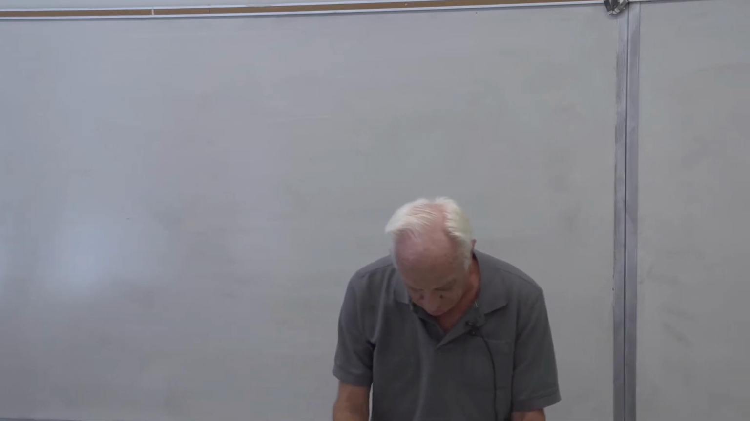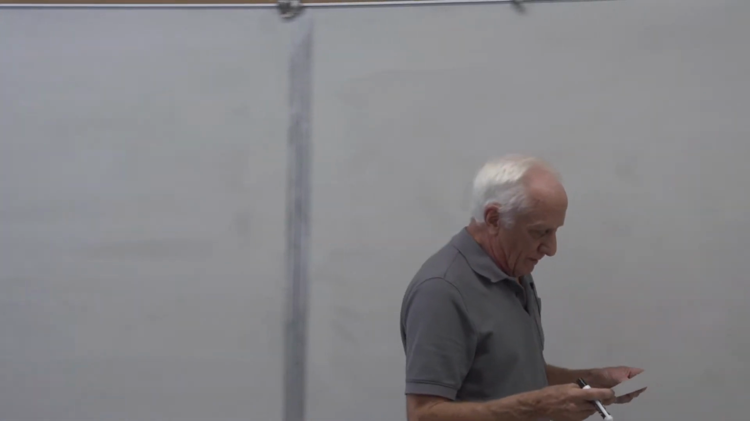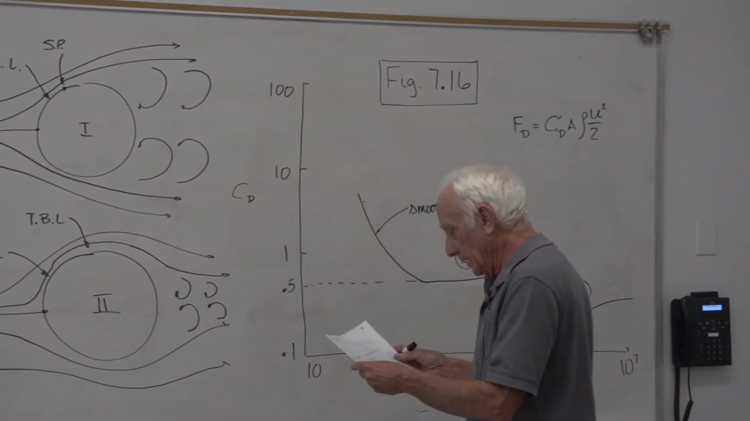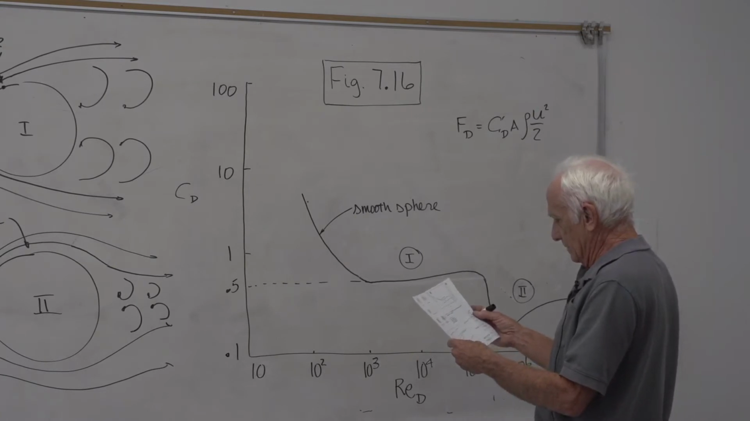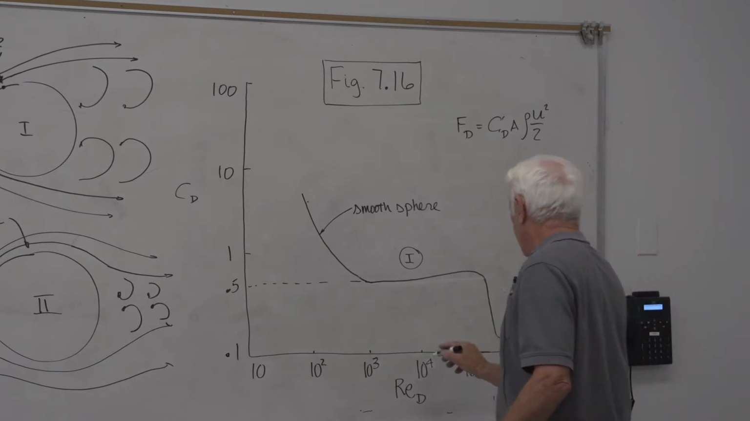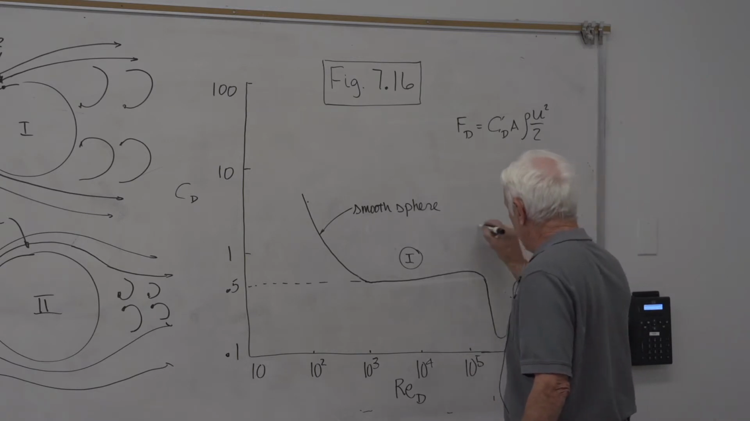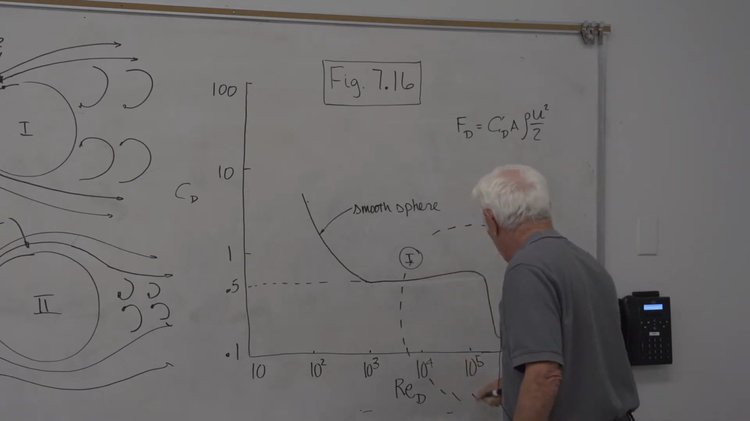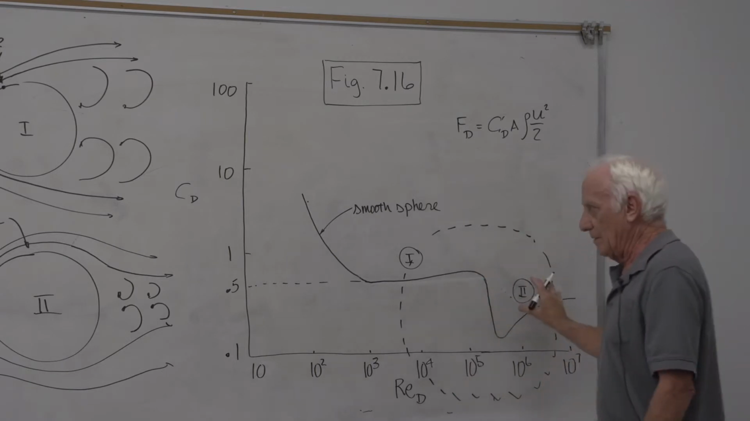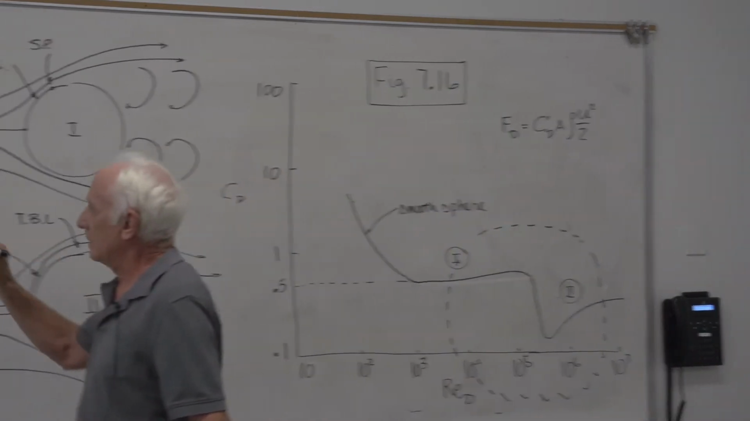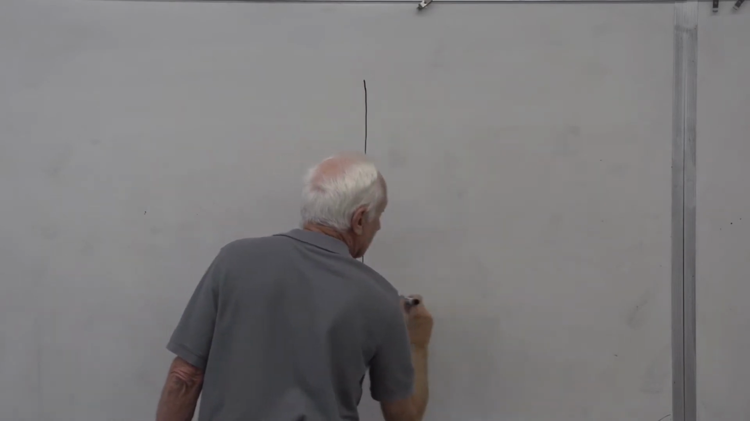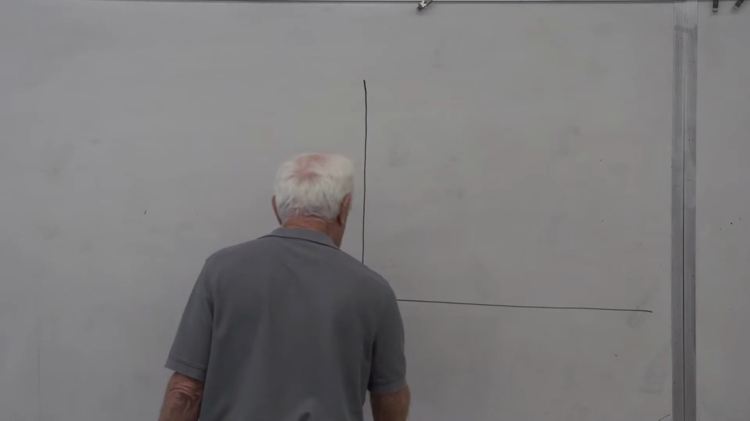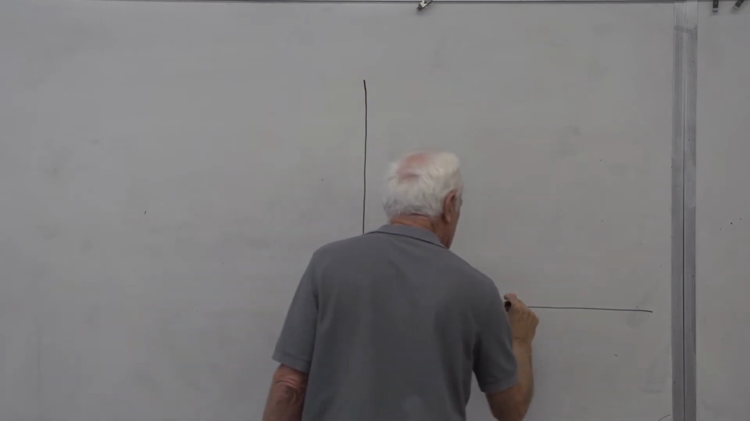Okay, so I'm going to blow this up now because I'm going to show you how roughness affects this. What if the sphere becomes rougher? So I'm going to take from 10 to the 4th to 10 to the 6th. I'm going to take this region right in here and blow that up over here. So here is the region from 10 to the 4th to 10 to the 6th.